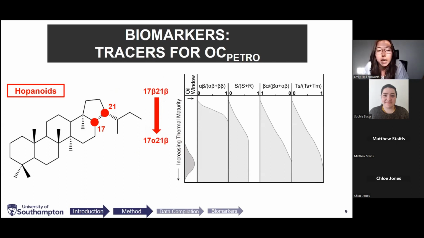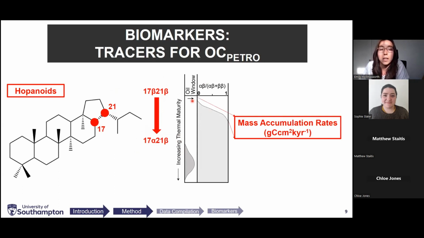These are just some. And then we take each of these ratios and we identify the end members for what would be the most mature value, so in this case, a value of 1, and then also the immature end member. And then we multiply this with sedimentation rates and total organic carbon, and we calculate mass accumulation rate. So therefore, we're able to quantify just how much OC petro is going into these systems.